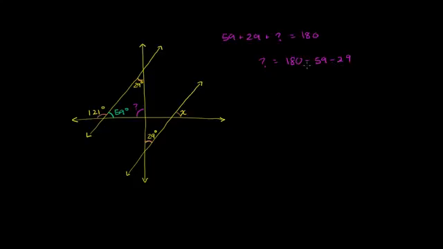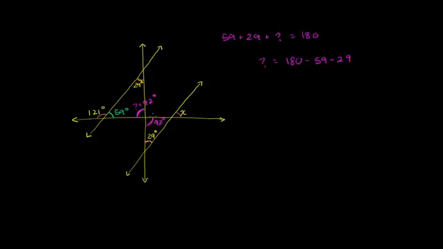Let's see, 180 minus 59, we already know is 121. And then 121 minus 29. So if you subtract just 20, you get 101. You subtract another 9, you get 92. So that's going to be equal to 92 degrees. This is equal to 92 degrees. Well, if this right here is equal to 92 degrees, this angle right here is vertical with that angle, so it is also going to be equal to 92 degrees.